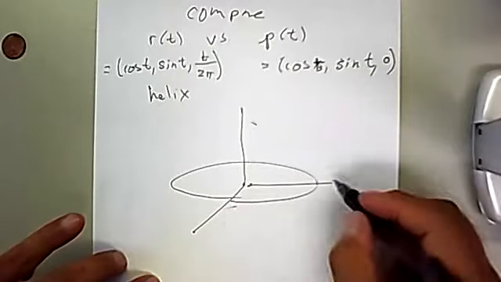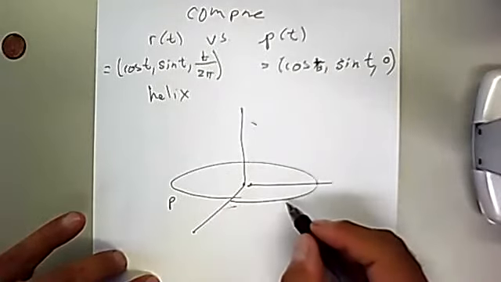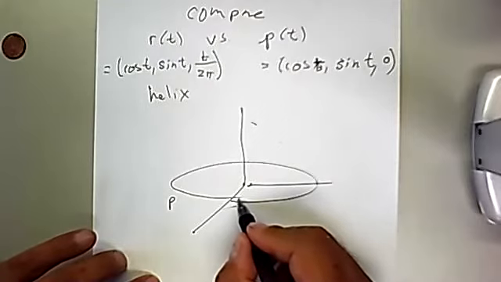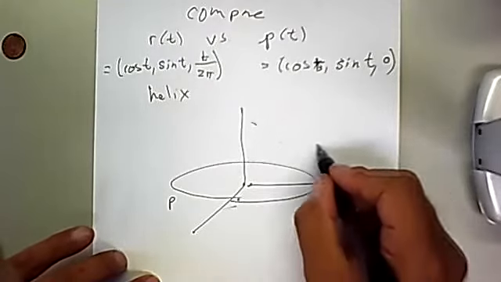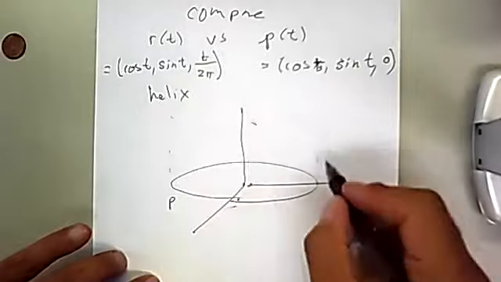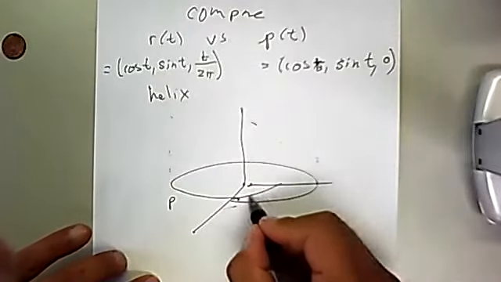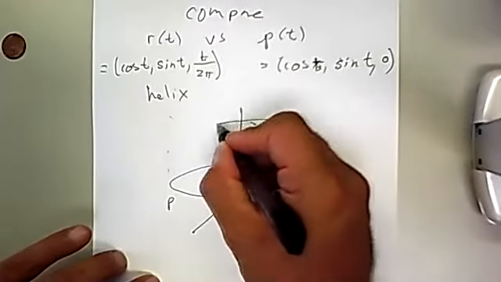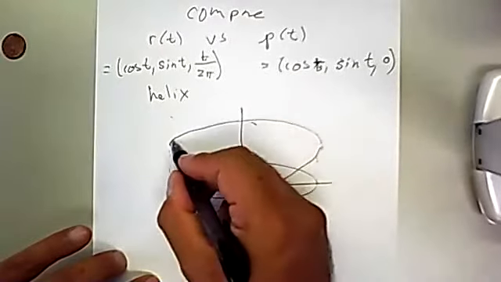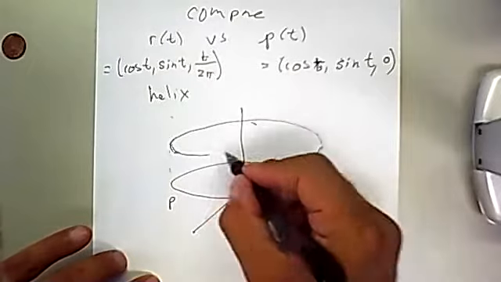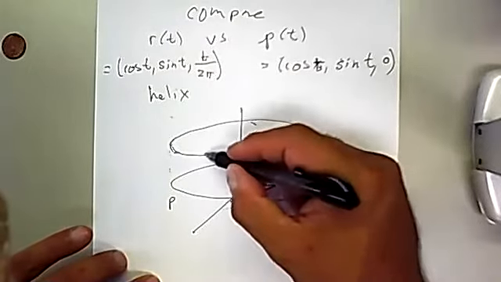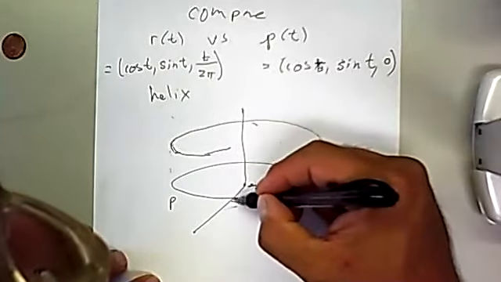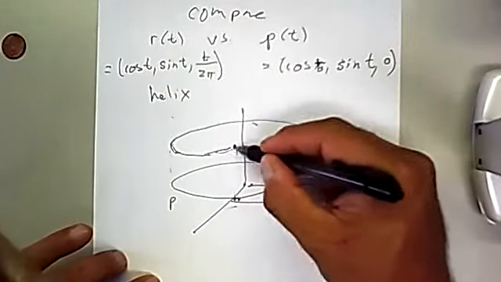So this is P. R is going to go, I have to do some auxiliary drawings here real quick. R is going to go all the way out to here, all the way to here, come back as it's still going up, and finish here by the time we get to 2 pi.